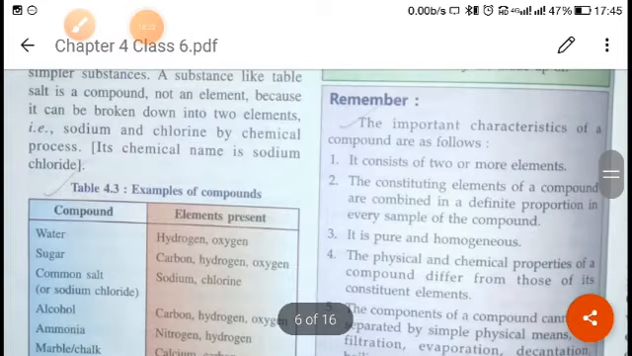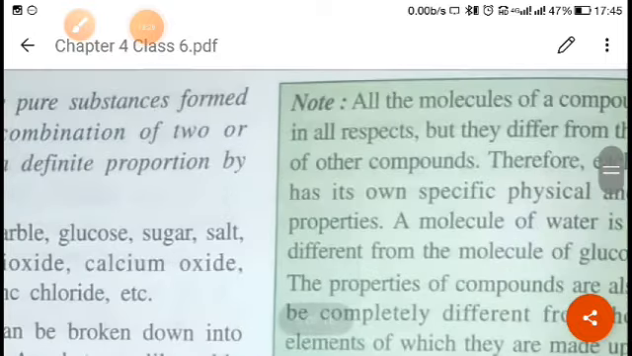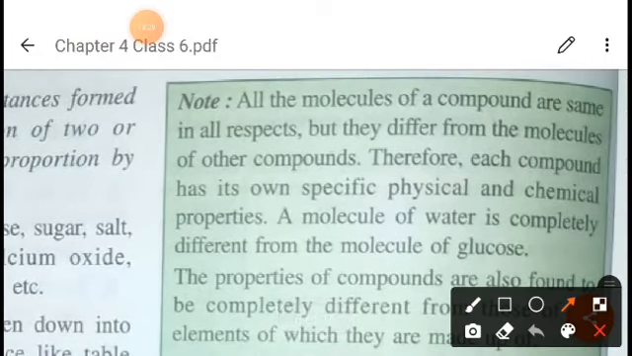One table is given here in green color. What does this table mean? I will tell you. It is written here: all molecules of a compound are same in all respects, but they differ from the molecules of other compounds. Therefore each compound has its own specific physical and chemical properties. A molecule of water is completely different from a molecule of glucose. So let me explain what has been told here, that all molecules of a compound are the same in all respects.